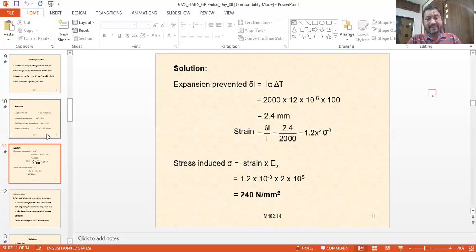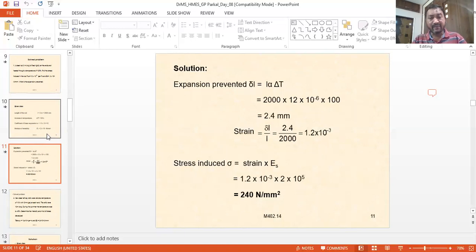Now the strain. We know that the linear strain is equal to the ratio of the change in length to the original length, so delta L by L. That is equal to 2.4 by 2000, where 2000 is the original length. So it comes to be 1.2 into 10 power minus 3, and it has no units. Strain is equal to 1.2 into 10 power minus 3.